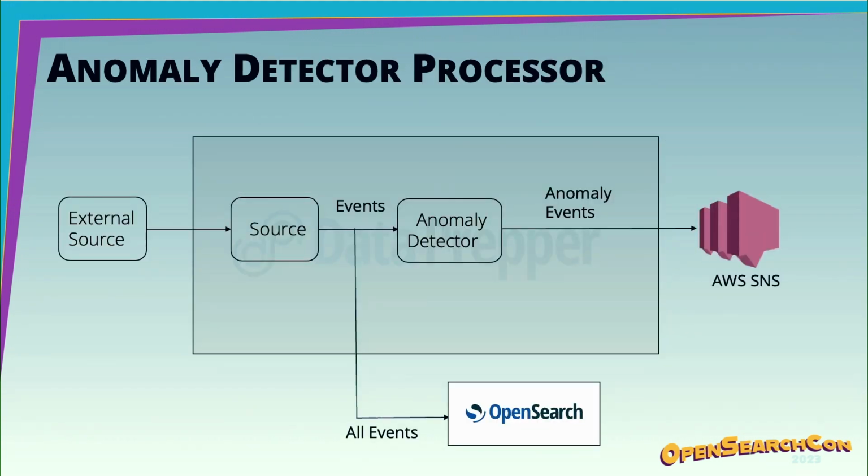So this shows the anomaly detector processor when it is configured in Data Prepper. Basically, all events are sent to OpenSearch. At the same time, all events are also sent to the anomaly detector processor to detect any anomalies. If any anomaly is detected, it can be sent to a different sink, something like SNS, which can generate alerts or notifications and take corrective actions.